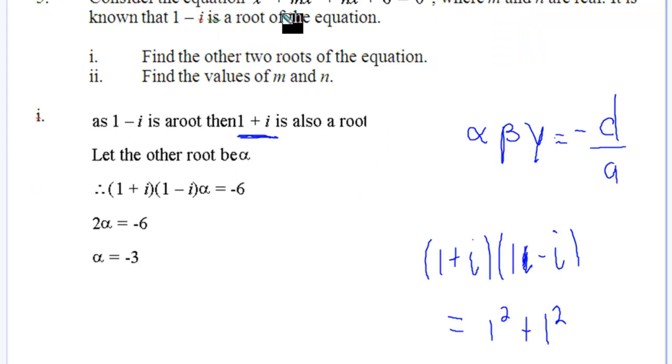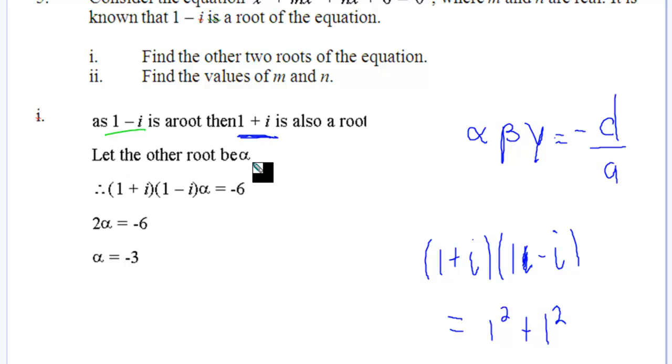In question 5, we've got a polynomial. M and N are real numbers, and it's known 1 minus i is one of the other two roots of the equation. Well, straight away we can say, if 1 minus i is a root of the equation, 1 plus i is a root of the equation as well, because they're complex conjugates.